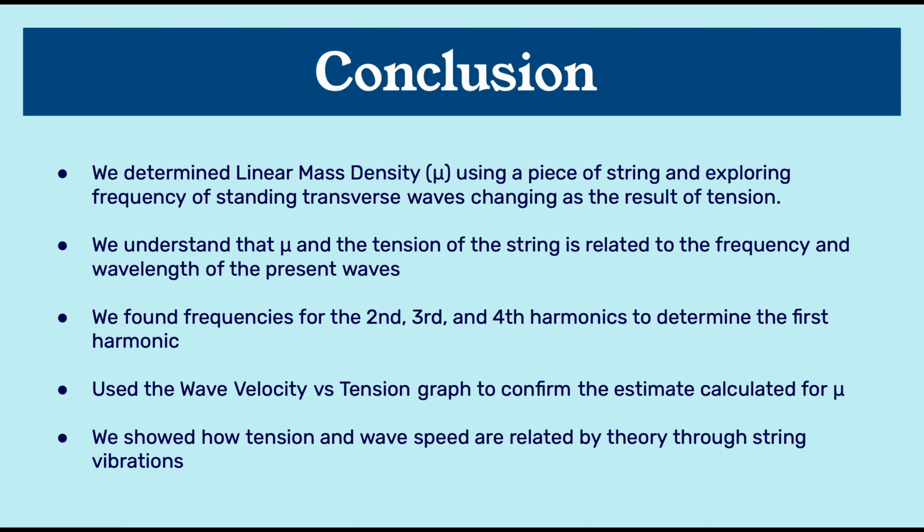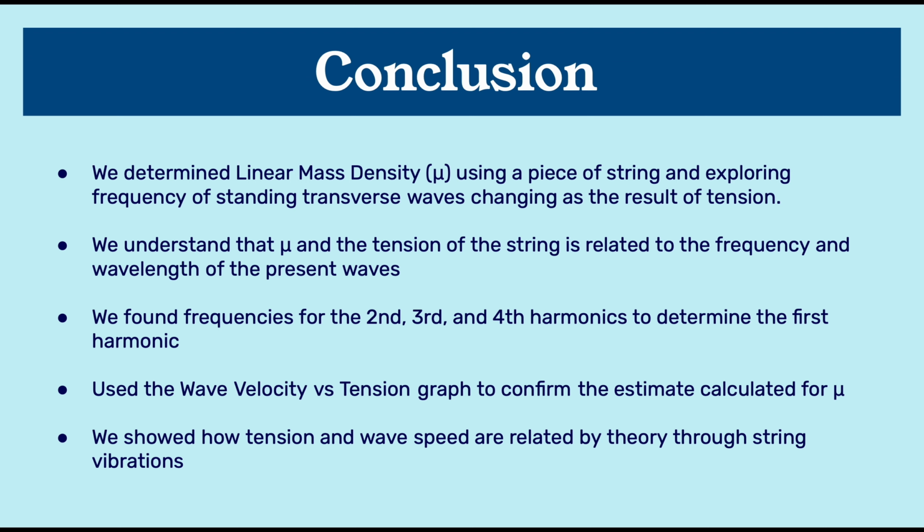In our experiment, the goal was to find the string's linear mass density by using and rearranging the wave speed equation by fitting. We determined the linear mass density of a string by investigating how the frequency of standing transverse waves changes with varying tension. Since mu and tension directly affect the wave speed and frequency, we measured the frequencies of the second, third, and fourth harmonics and used them to estimate the first harmonic frequency. We then used it to calculate wave speed, then verified the results by plotting wave velocity against tension and fitting the data with the power equation.